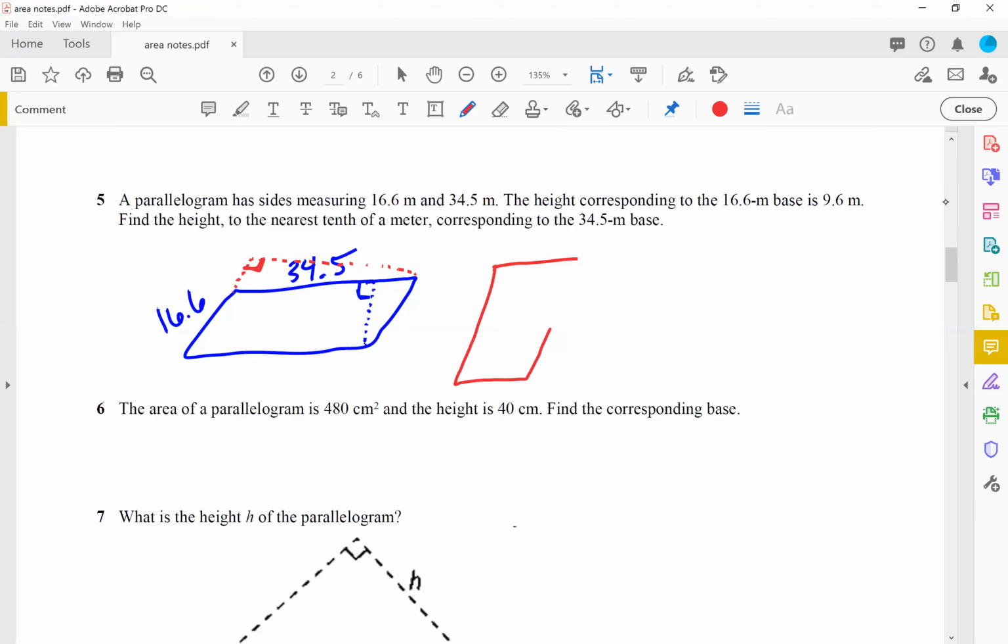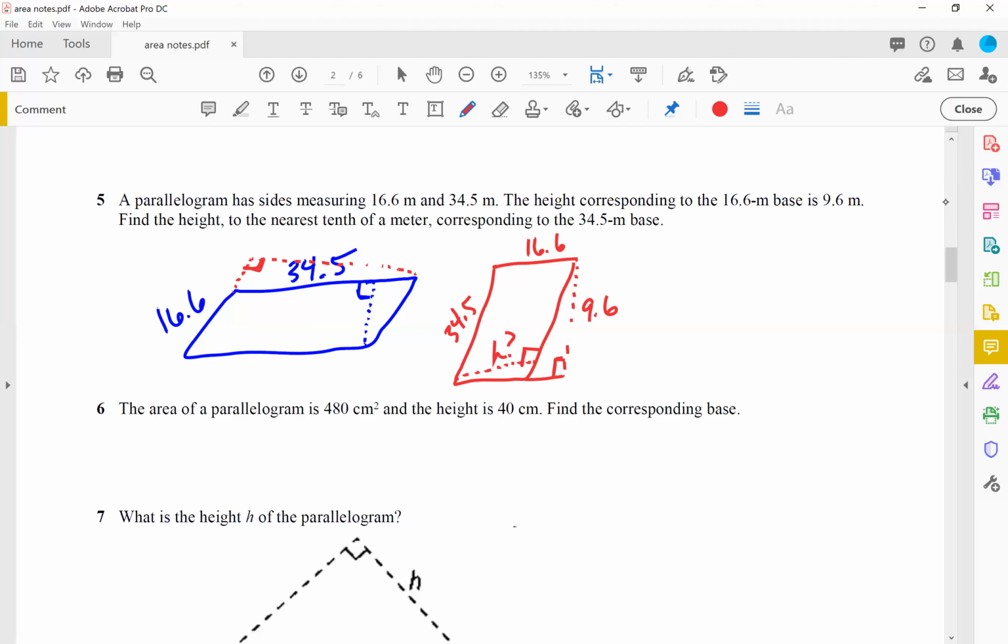So let's say we turn the parallelogram. If you drop that line straight down, make that right angle, that would be the height. So this would be the 9.6. And now we've got this other side here that's 34.5, and we're trying to find the height here.